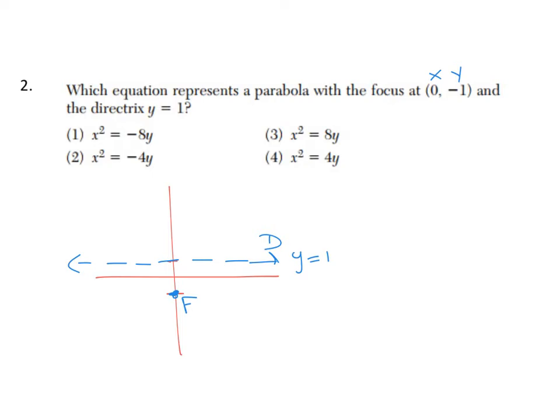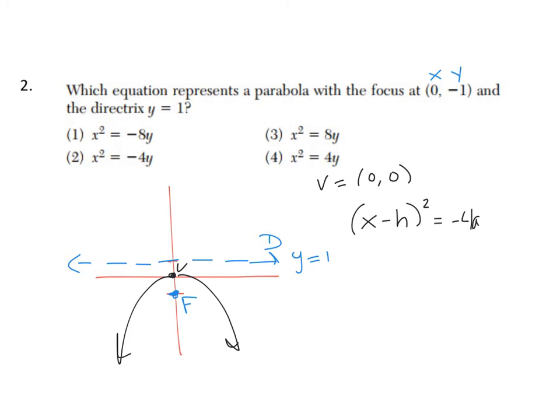Now, I need to find my vertex in order to find the equation of my parabola. My vertex lives perfectly halfway between the directrix and the focus, and this one's pretty easy. It's right at the origin, at (0, 0), meaning that my vertex is (0, 0). Now, because this parabola opens downward, I'm going to be using the equation (x minus h) squared equals negative 4a times (y minus k).